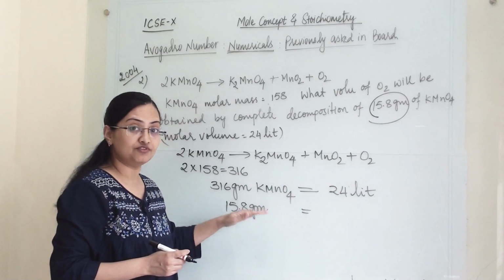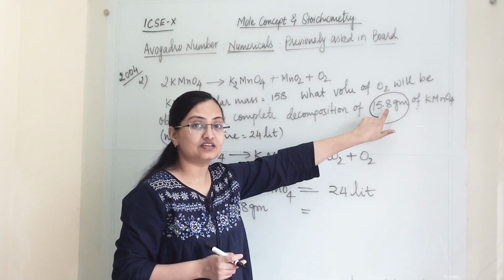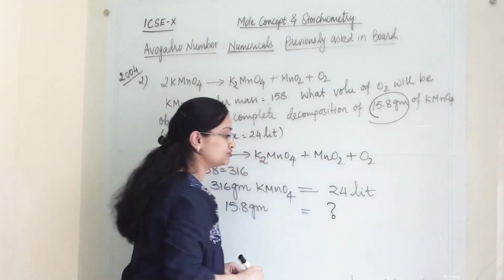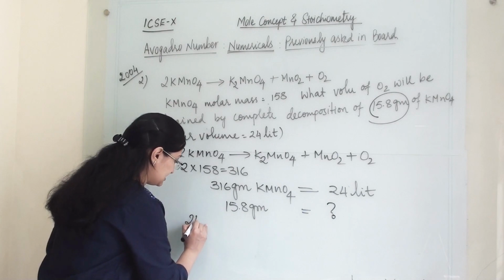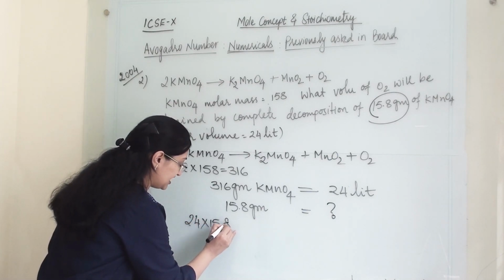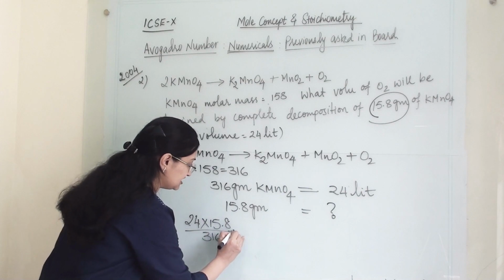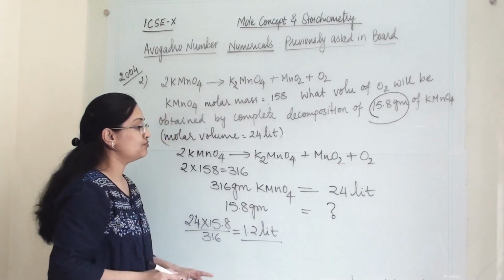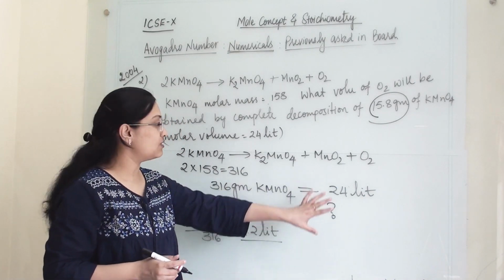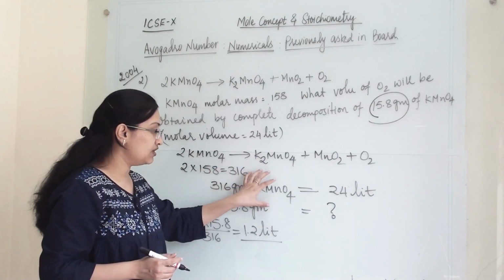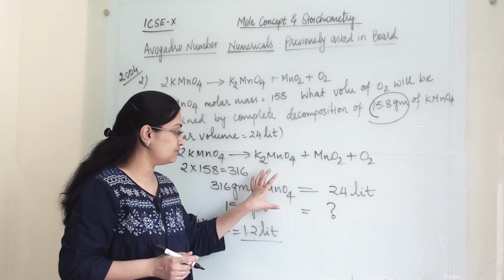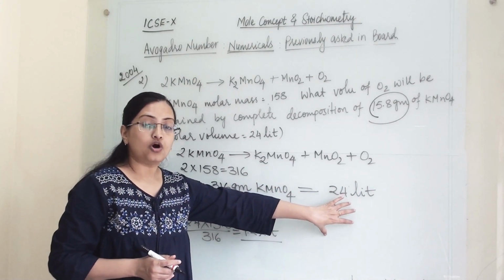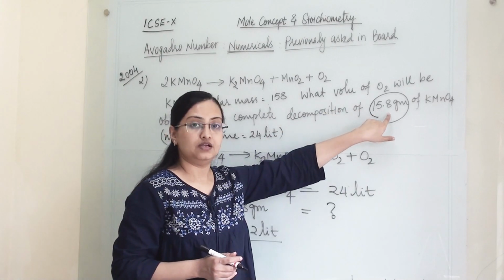With this information we will find out with this given mass. That given mass is 15.8 gram. Then what volume of oxygen will we get? So our answer is 24 into 15.8 divided by 316, and we will get 1.2 liter volume of oxygen. So how did we find out the volume of oxygen? From molar mass and molar volume. So with these 2 pieces of information we found out what volume we will get at given mass.